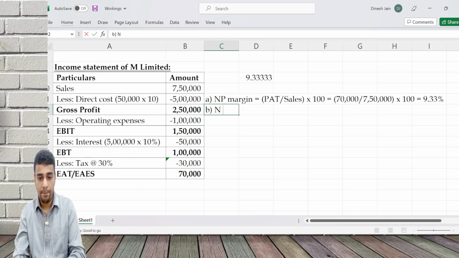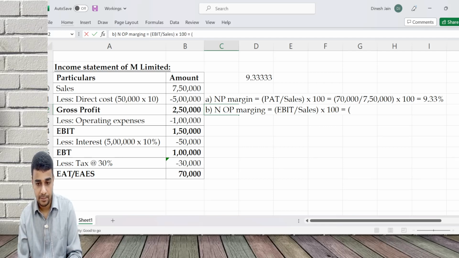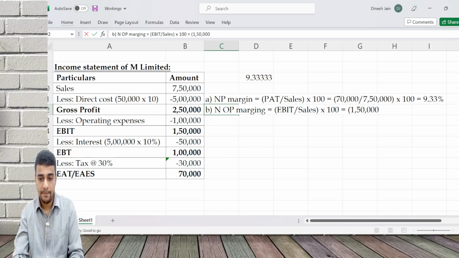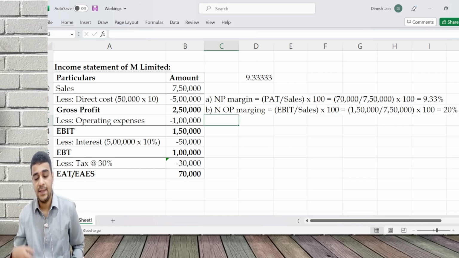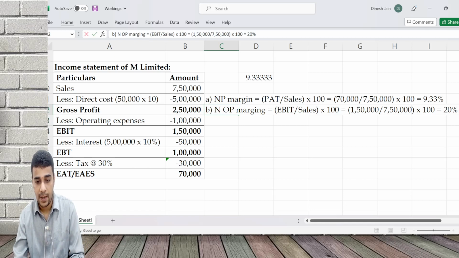Net operating profit margin, which is EBIT by sales. Operating profit margin is EBIT by sales. 1 lakh 50 by 7 lakh 50 into 100, which is 20%. Net operating profit margin is 20%. Operating profit is EBIT.